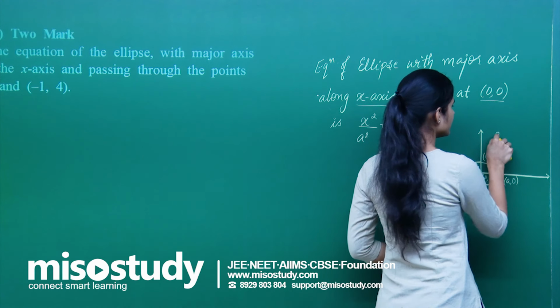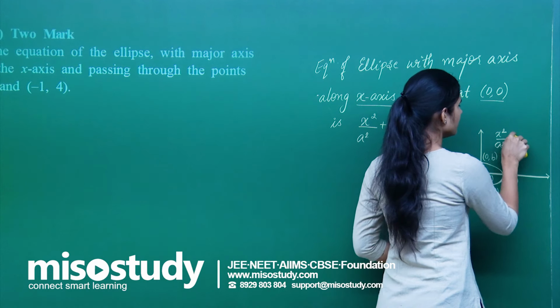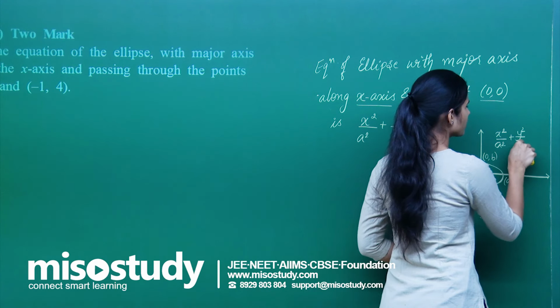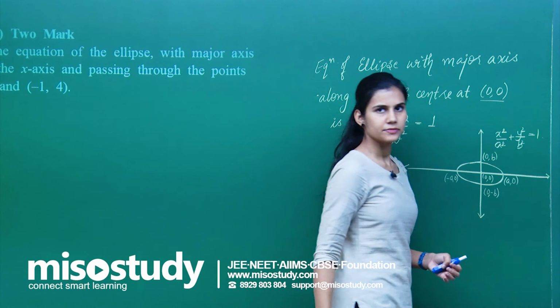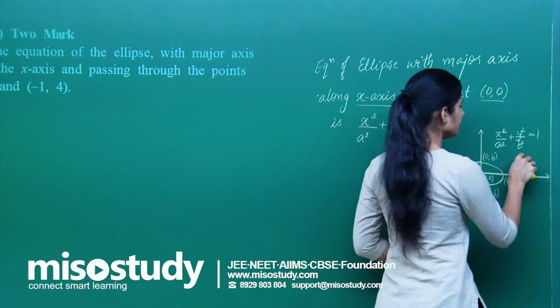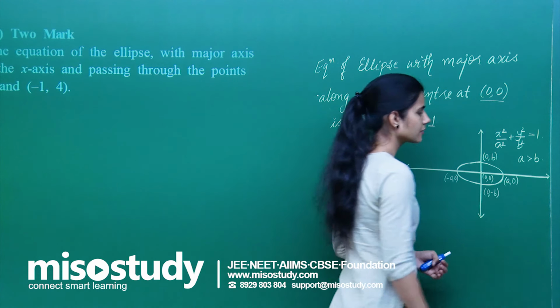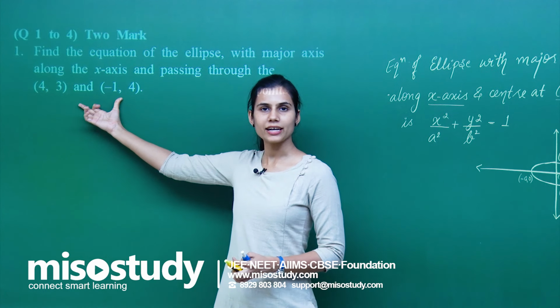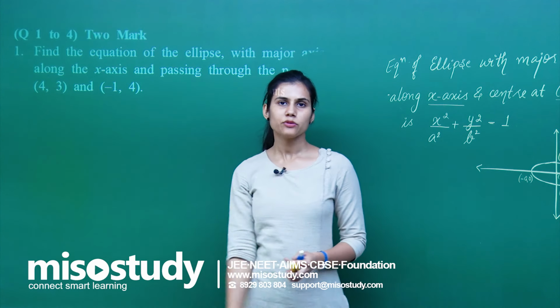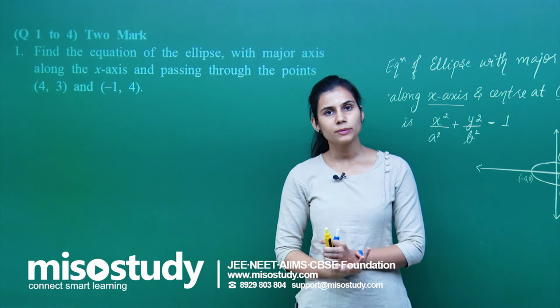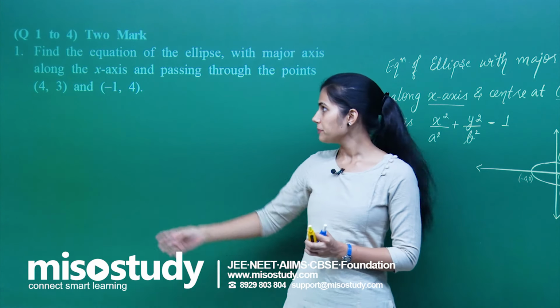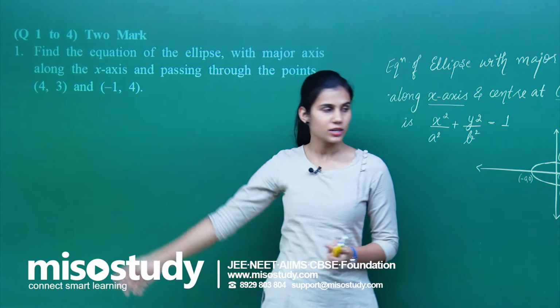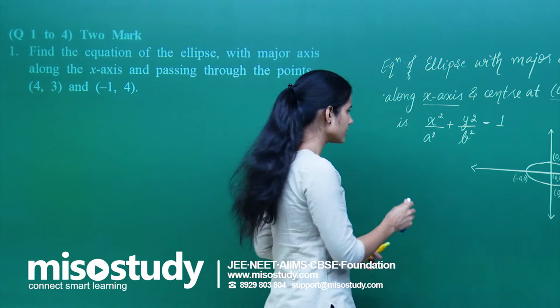The equation of this is x²/a² + y²/b² = 1. a is clearly greater than b. Now it is given that these 2 points (4, 3) and (-1, 4) are actually lying on this ellipse. x and y represent the x and y coordinates of all the points which lie on this ellipse. That means the coordinates of these 2 points are going to satisfy the equation of my ellipse.